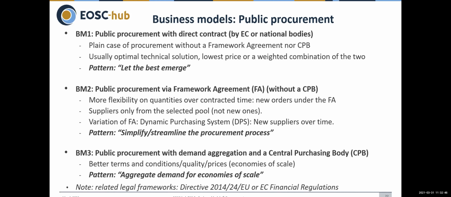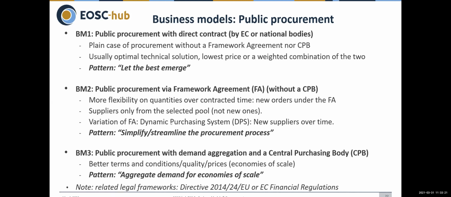Then the next one is a special case with a framework agreement. The framework agreement gives more flexibility as, over the contracted time, more orders can be made under the framework agreement via the selected pool of suppliers. So at the end of the evaluation, there is a pool of suppliers, and over the contracted time you can order more quantities, especially if you don't know the exact quantities in the very beginning.